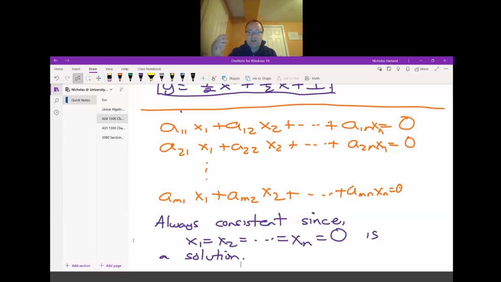We'd have to check. If we want to know if it's the only solution, we'd have to check, are there free variables? Can we row reduce? All that work would still have to be done to figure out if it was the only solution. But we know for sure for a homogeneous system that we get a solution, namely the trivial one. Whether there's more than that, I guess we'll have to figure that out.